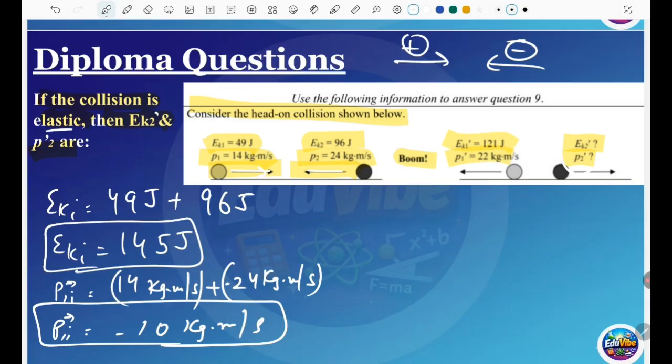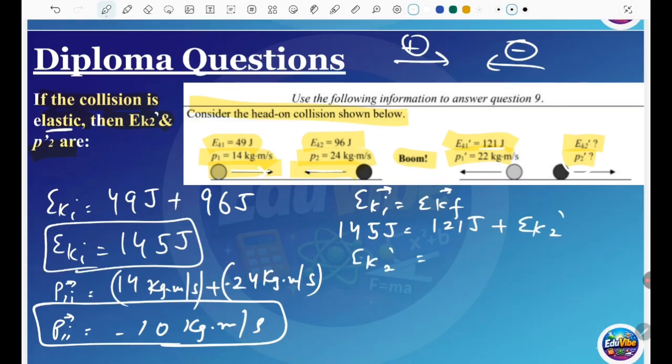They mentioned that this is an elastic collision. If it is an elastic collision, this means that EKI is equal to EKF. So they both are equal. This one is 145 joules. EKF is that 121 joules plus EK2 dash. When we find EK2 dash, the final, we get 24 joules.